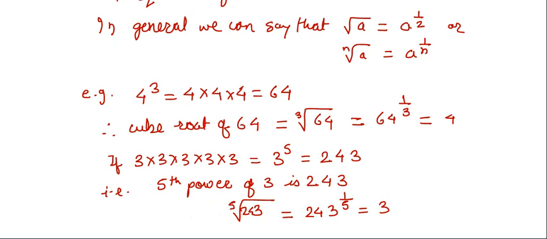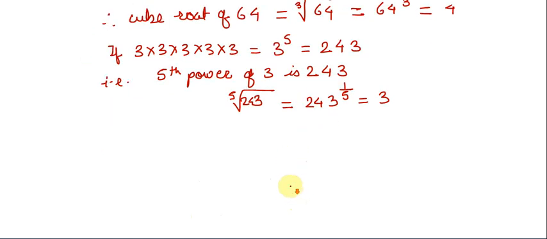So in this way, the nth power of this radical sign, if we put it in index, we will write it as 1 upon n. Here fifth root of 243 is written as 243 raised to the power 1 by 5 equal to 3.